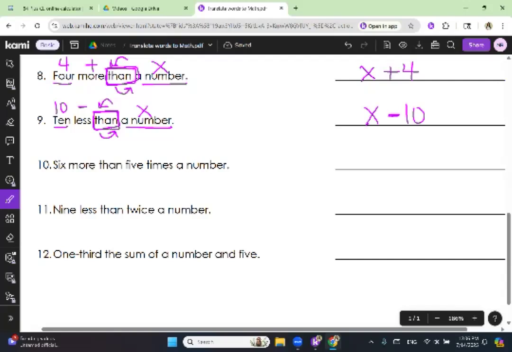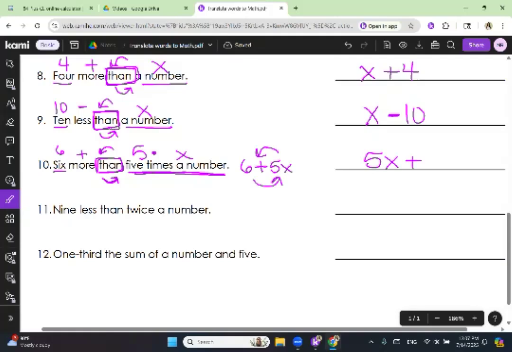The last three are the harder ones. So let's break these down. 6 more than, so anything that's written after the word "than," all of this goes to the front. Everything here goes to the back. 5 times a number. How do we write that? 5 times x, or we write it as 5x. So right now we have 6 plus 5x, but because of our turnaround phrase, 5x plus 6.